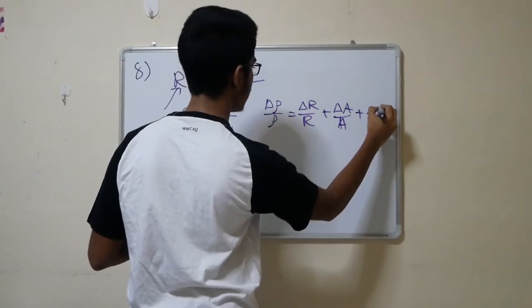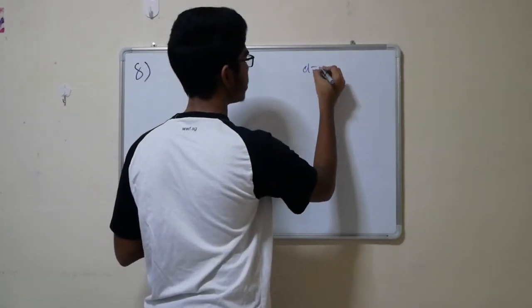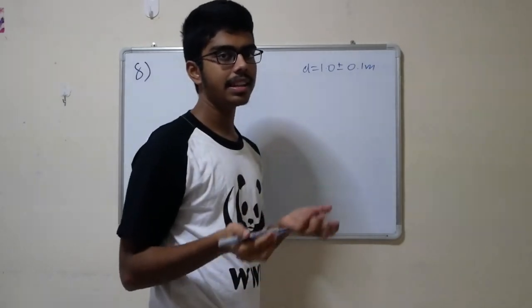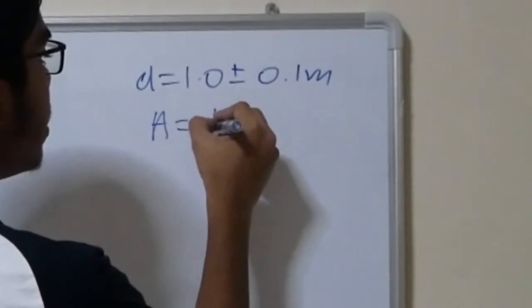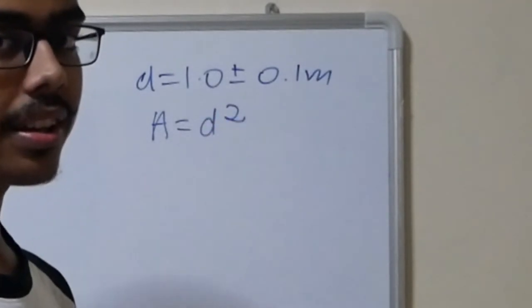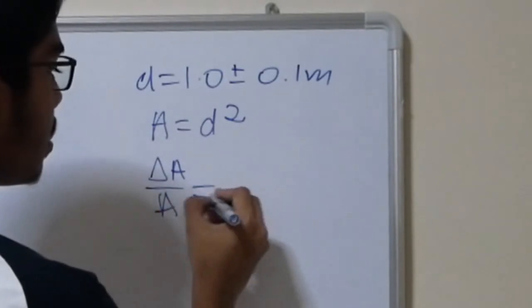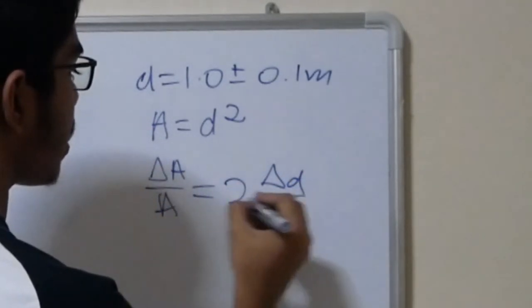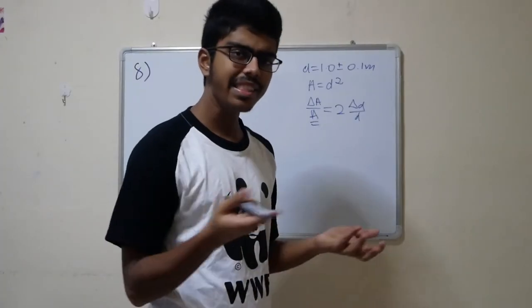del L over L. Now what if they give you distance is equal to 1.0 plus minus 0.1 meters? Then how do you calculate the uncertainty of the area of a square, which is d squared? You just take del A over A is equal to 2 del d over d. Substitute the area value, substitute this, and you get the uncertainty of the area. So it's nothing to be scared of.